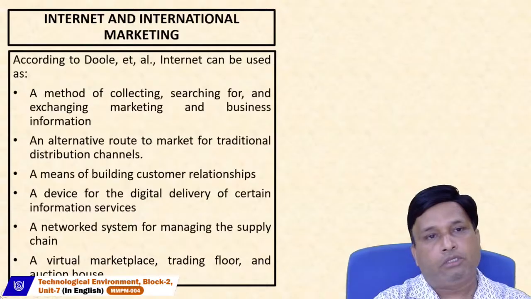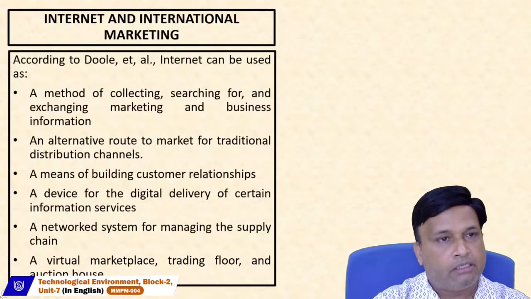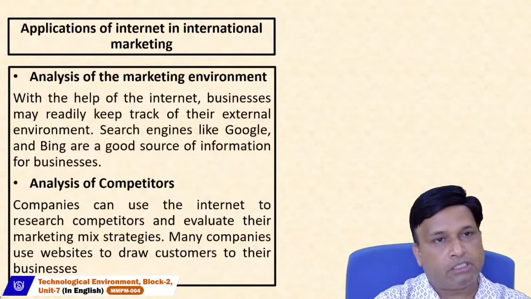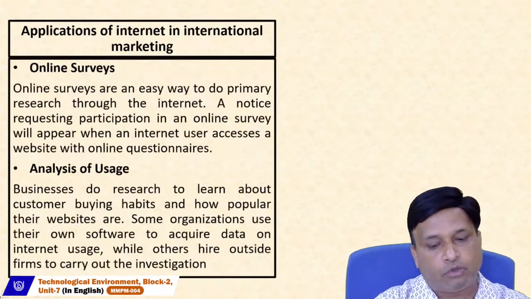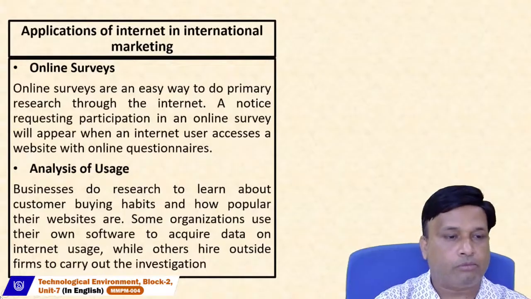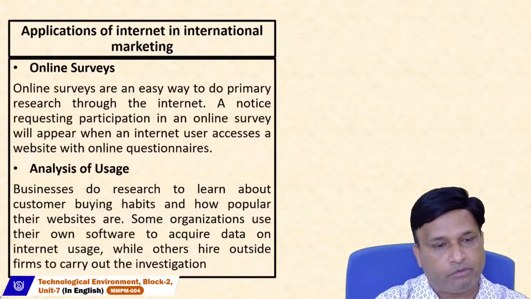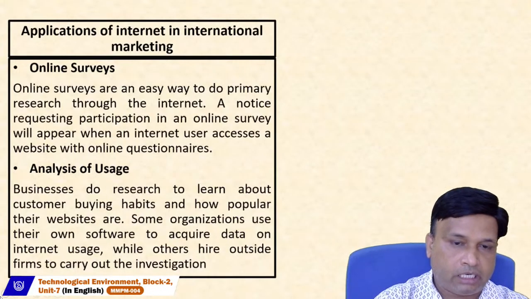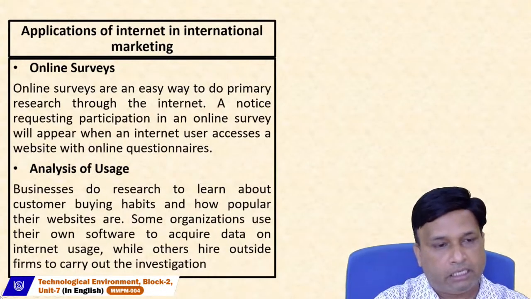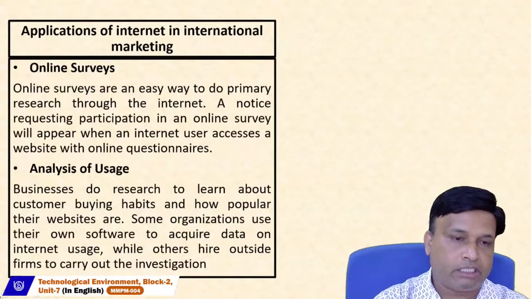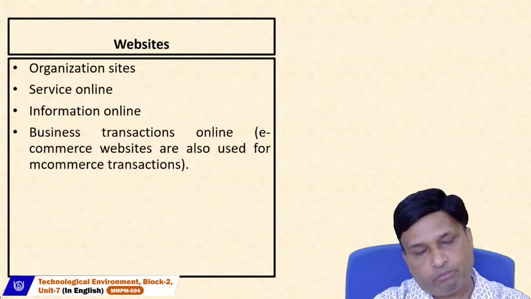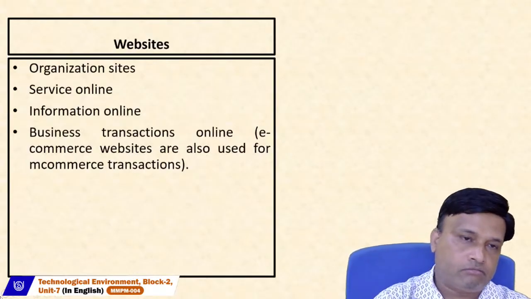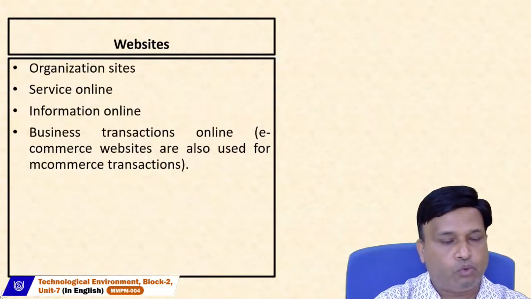Then we talked about the internet and international marketing, and the application of the internet in international marketing. You are able to understand the marketing environment and the competitors. You can go for an online survey through Google Docs or Google Forms. You can understand the pattern of data usage, how they use data, and take that into your requirements. You can design your own offerings. That is also possible. The website also helps us to understand the organizations' know-how.